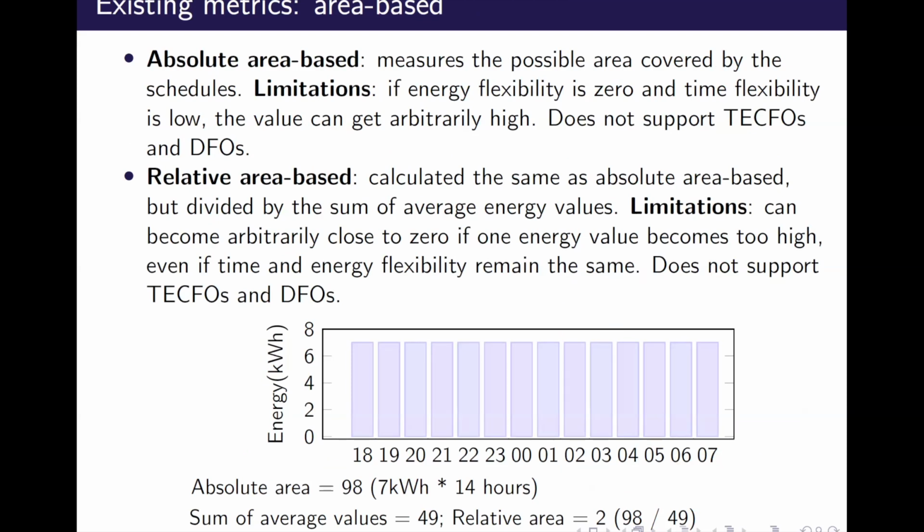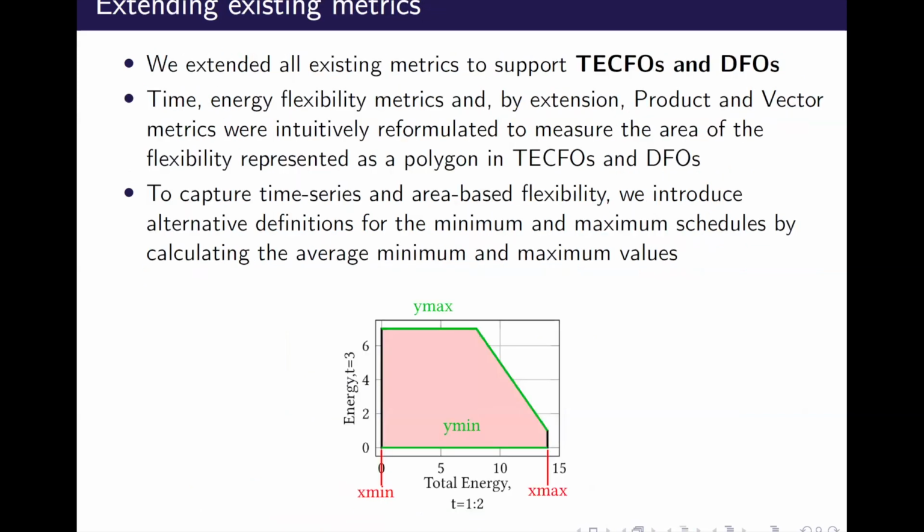So the first step that we did in this study, after analyzing what exists, is we noticed that actually all of these metrics were defined only for the standard flex offer. They were defined very early in the flex offer lifecycle, in the development of the flex offers. So the first thing that we did was actually extend all of these metrics to support total energy constraint flex offers and, most importantly, dependency flex offers. I don't want to go into too many details of how we did that because it's quite a formal thing, but the intuition is quite simple.